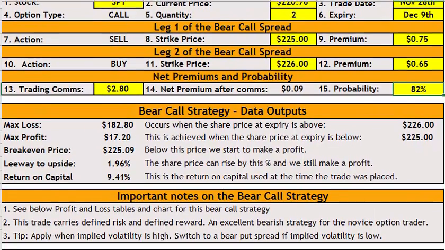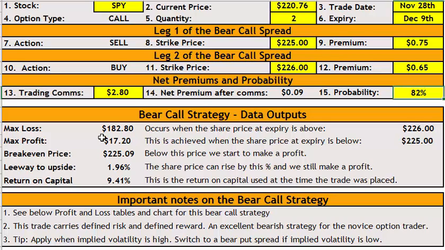So let's look at our data outputs here for the bear call spread. Well, the first thing is you know what your max loss is. It's $182.80. That's the maximum amount you can lose in this particular trade. And that's why we like it for novice investors, because you know what you can lose and what you can make before you've even placed it. And you will make your max loss when the share price at expiry is above $226. So obviously you want the share price to fall. Your max profit is $17.20, and this is achieved when the share price is below $225 at expiry.